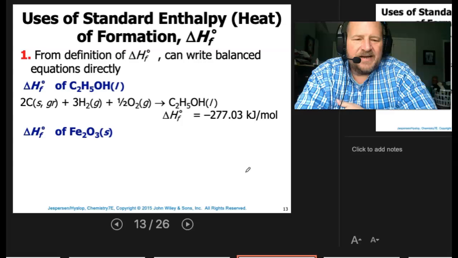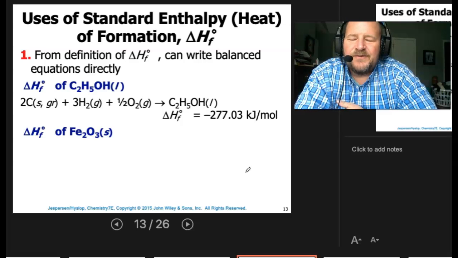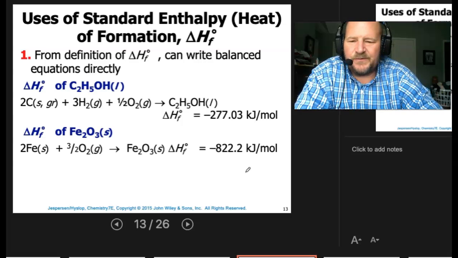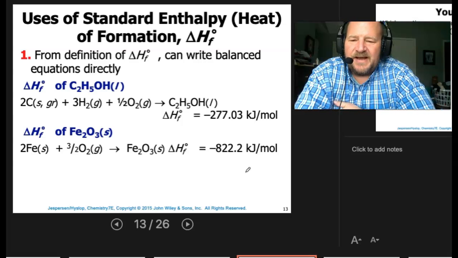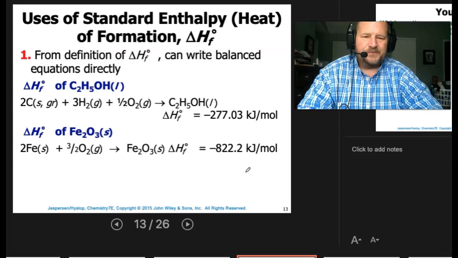Now, how did we get that? Again, you're going to go to the table, you're going to look up what the formation of carbon is, what the formation of the hydrogens were, what the formation of the oxygens were, and you're going to sum those up. Okay, that's going to give you the ethanol. For rust, Fe2O3, we'll take 2 irons plus 3 halves of oxygen, goes to Fe2O3, and the delta H there will be negative 822.2.